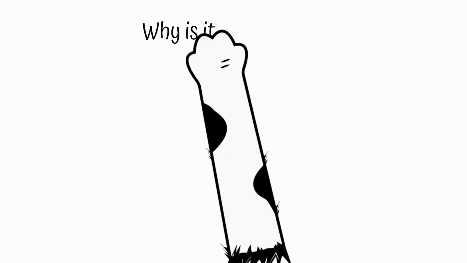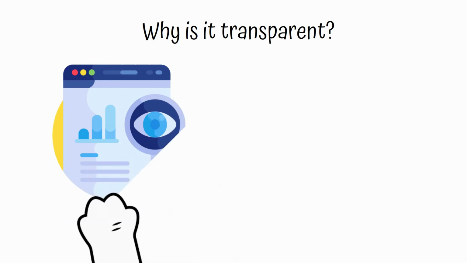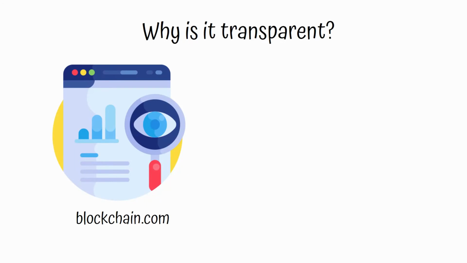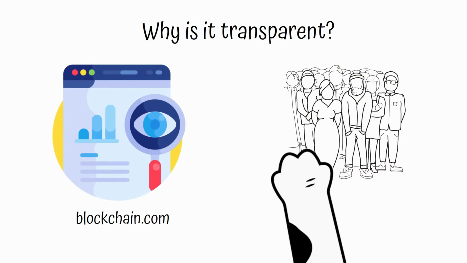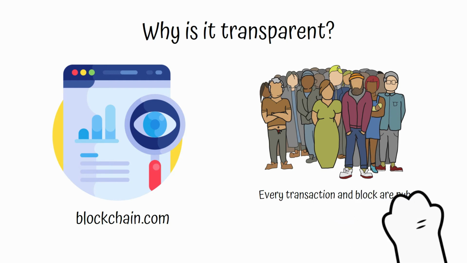Why is it transparent? The historical data of the chain can be viewed at any time, by any member of the network, or any external person, through blockchain explorers. Anyone can track the movements of Bitcoin from the beginning of its history, since the information is accessible to everyone, and that is why it is transparent.